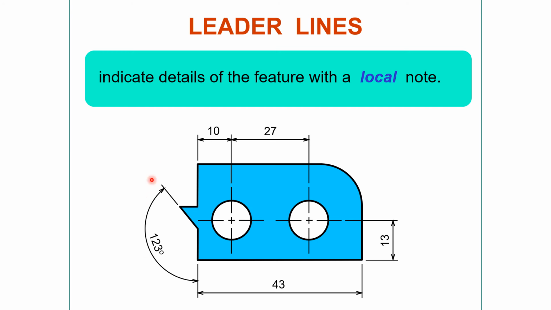A leader line indicates details of the features with a local note, like radius, dia. Here that is a leader line, with a local note. Radius 10 with 2 dia holes means the two holes, this circle and this circle, have the radius of 10, and this curved part has a radius of R16.